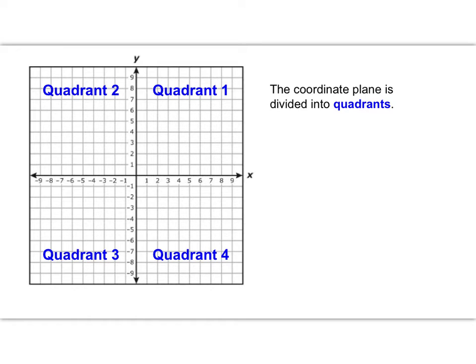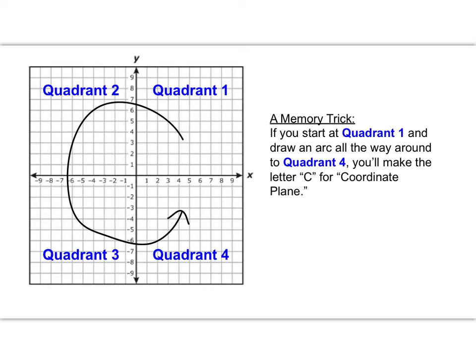Quadrant 1, Quadrant 2, Quadrant 3, and Quadrant 4. Here's a trick for remembering that. If you start in Quadrant 1 and draw an arc all the way around to Quadrant 4, you'll end up drawing the letter C. And C is the first letter for a coordinate plane. That's how I like to remember where the quadrants are located.